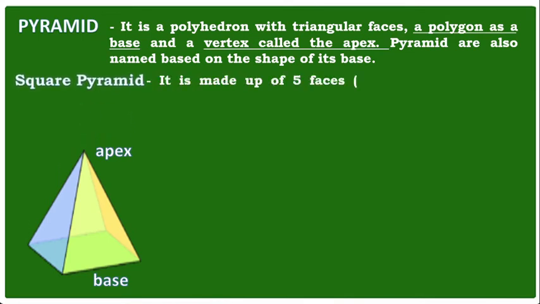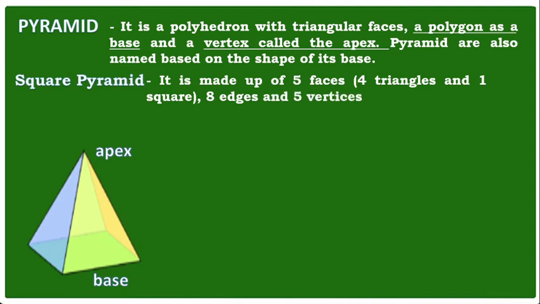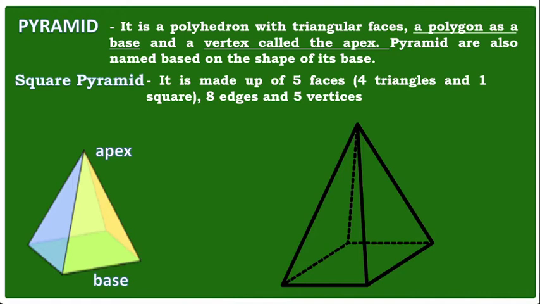A square pyramid is made up of 5 faces. So what are those faces? 4 triangles and 1 square. It also has 8 edges and 5 vertices. So for example, this one. Let's count the number of faces. It says there that it has 5 faces.